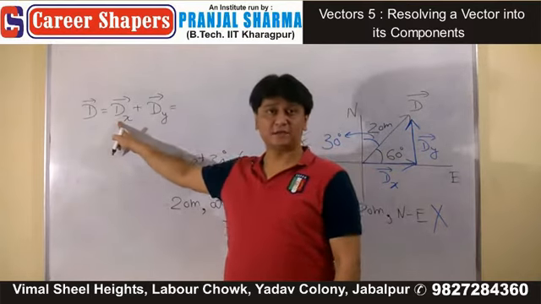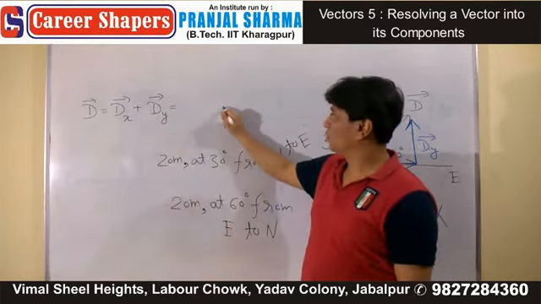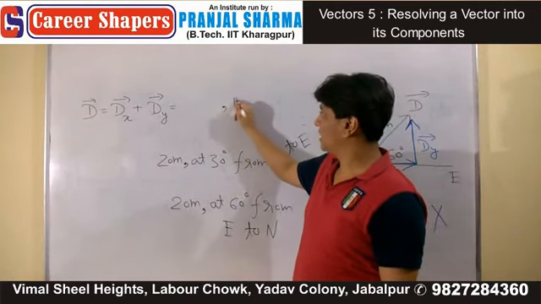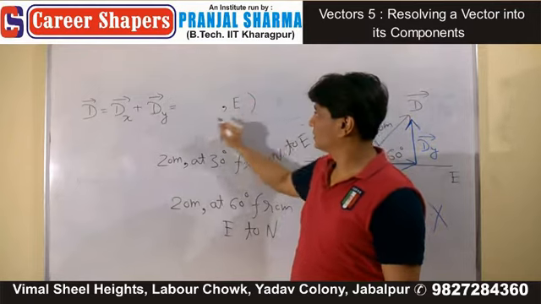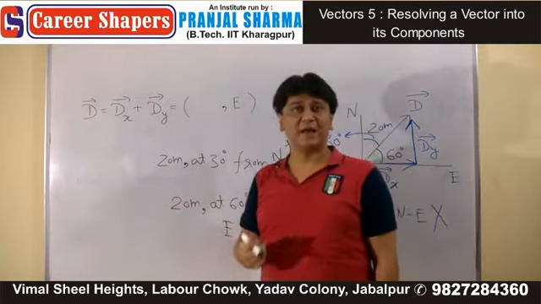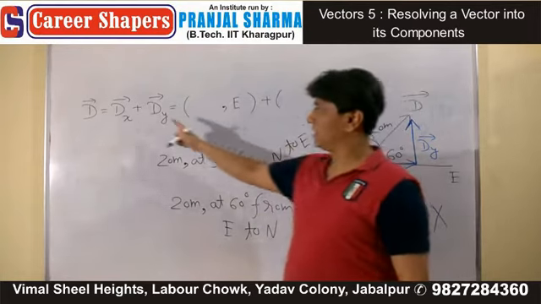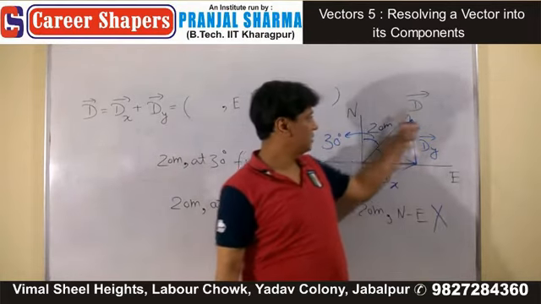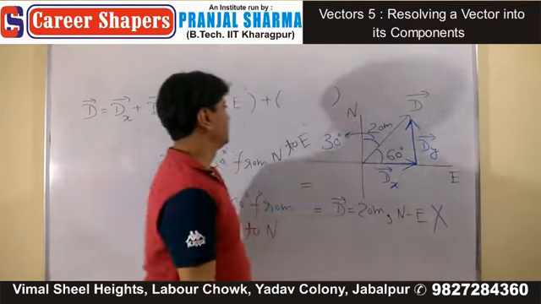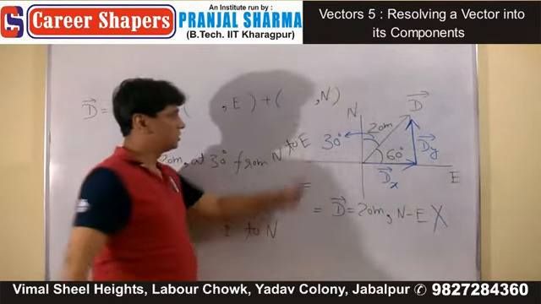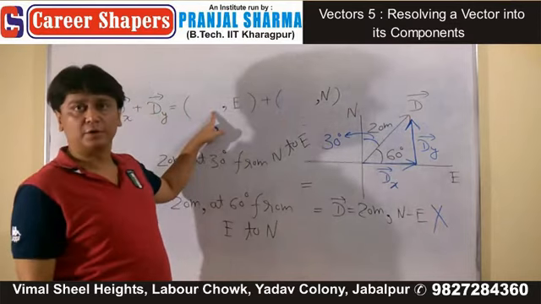We need dx, its magnitude. We know the direction of dx. What is the direction of dx? East. We just need its magnitude plus dy. dy, we know the direction. Direction is what? North. We just need to write the magnitude.